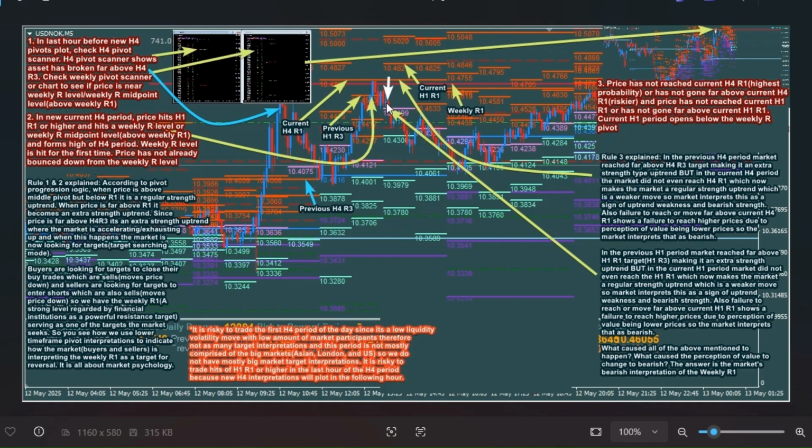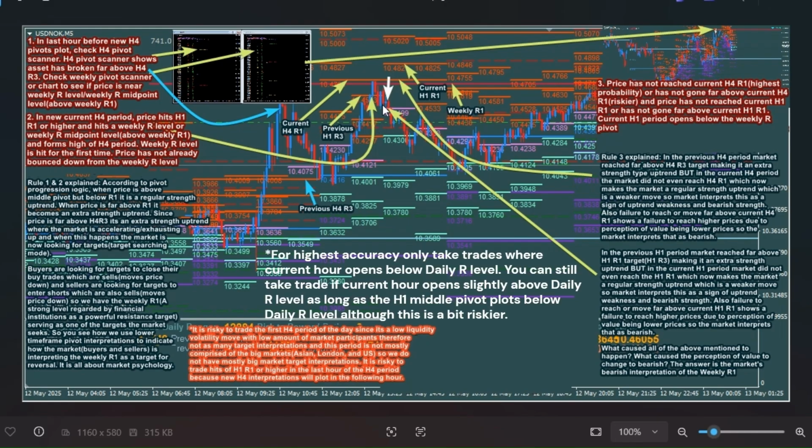In the current H1 period, price fails to reach the current H1R1, okay? Or has not gone far above the current H1R1. So we have a failure to reach the current H1R1. That's also a sign of weakness. And then here we have the current H1 period opens below the weekly R pivot. Okay, so the current H1 period opens below the weekly R1.